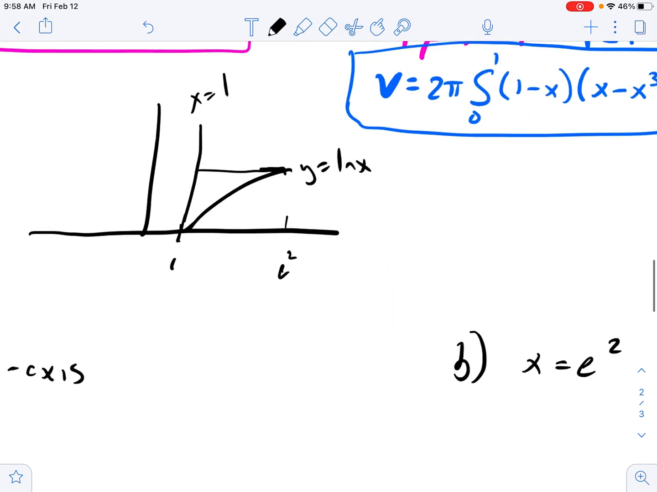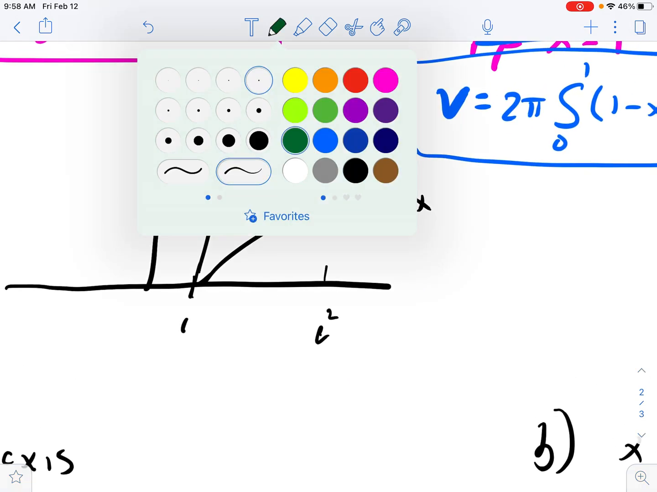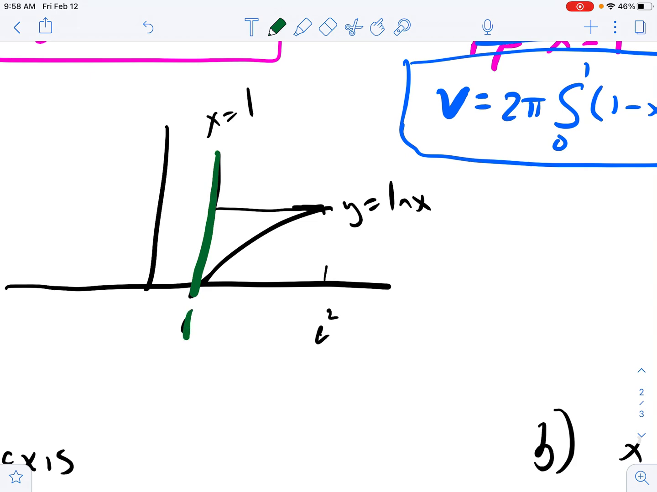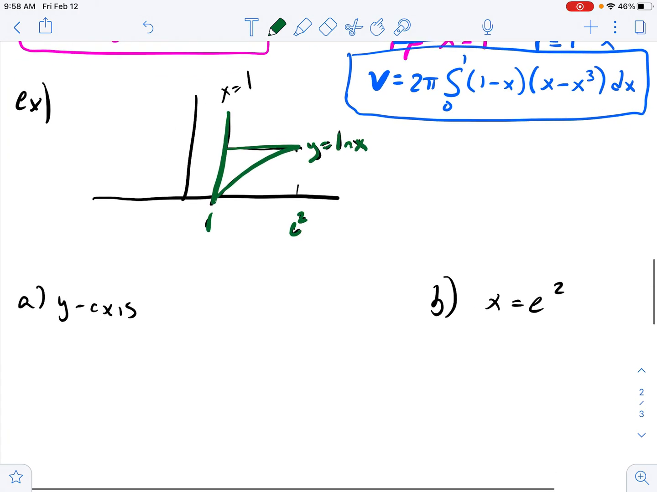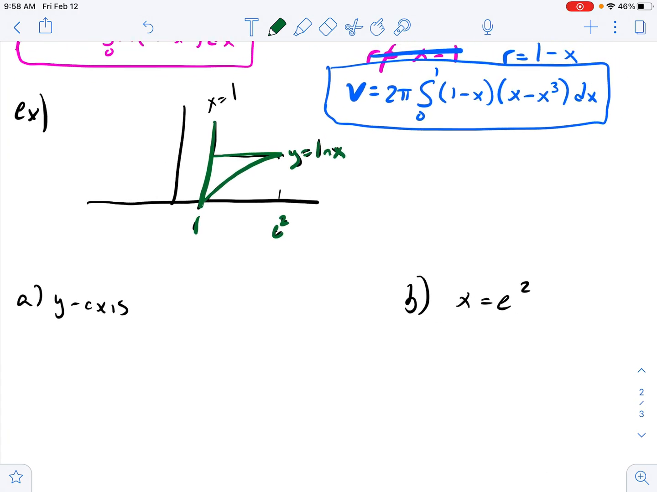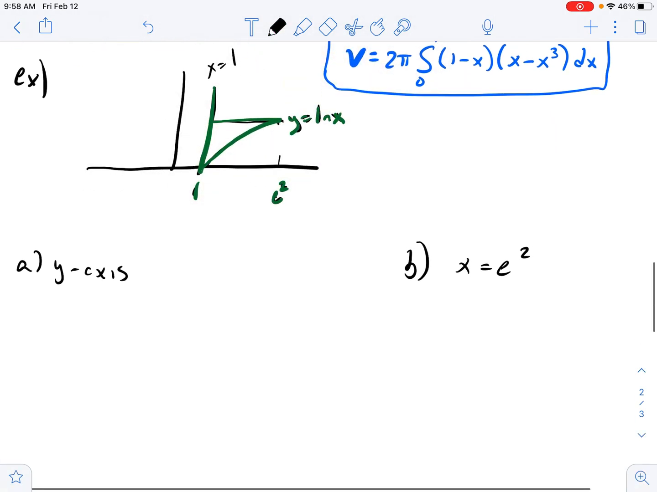Okay, so here I have the region bounded by the vertical line at x equals 1. And I've got y equals ln of x is this. Okay. And I'm going to cut it off at the top here, okay? And I bounded it from 1 to e squared, okay? And we're going to revolve that first around the y-axis and then secondly around e squared. And again, so you can see how we adjust for the radius in these things.